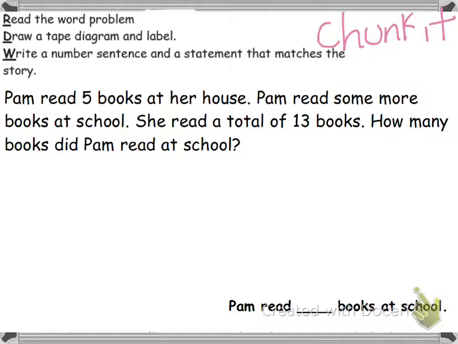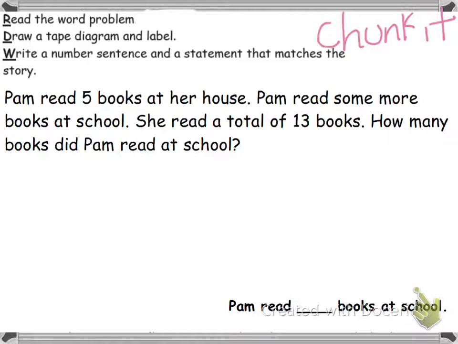So we know the first thing we're going to do is read the word problem one time just to get a little understanding before we start to chunk it and do our tape diagram to label it. So now let's look at this. It says Pam read 5 books at her house. Pam read some more books at school. She read a total of 13 books. How many books did Pam read at school?